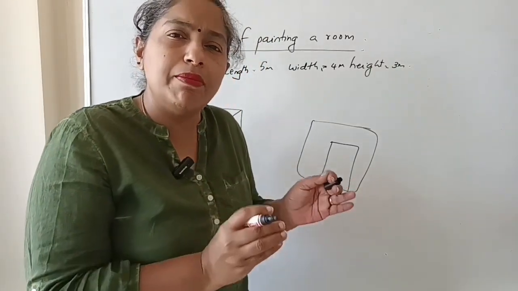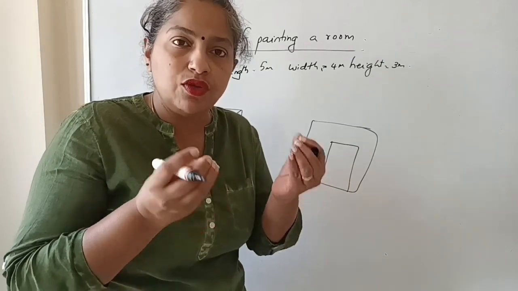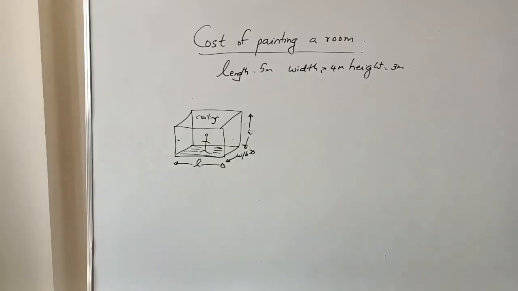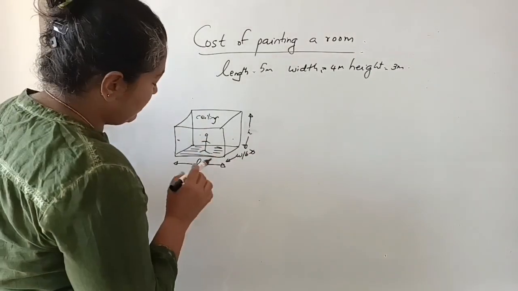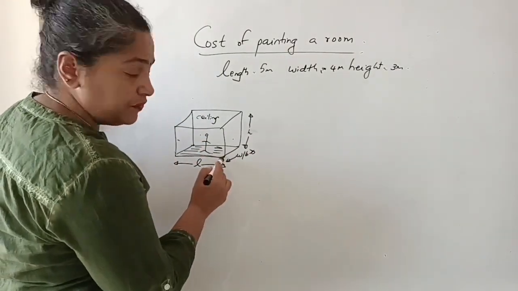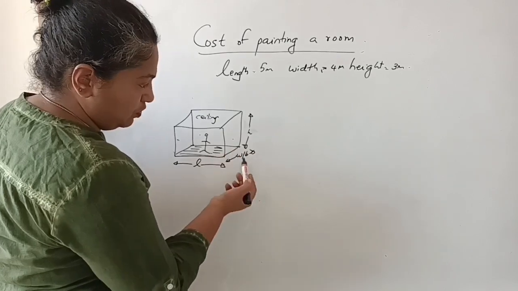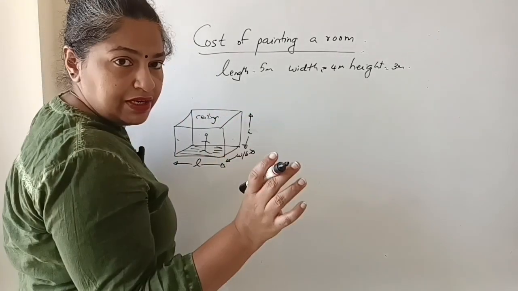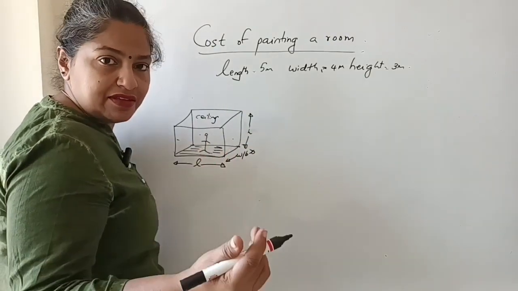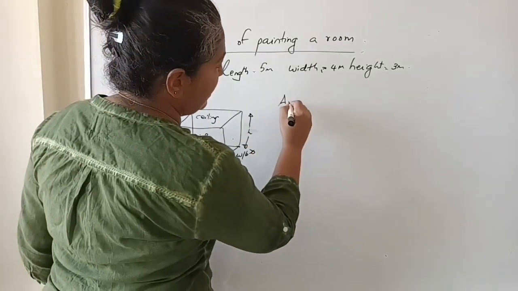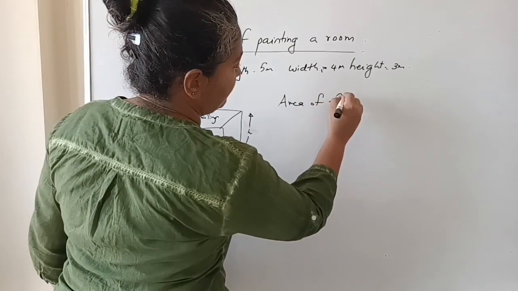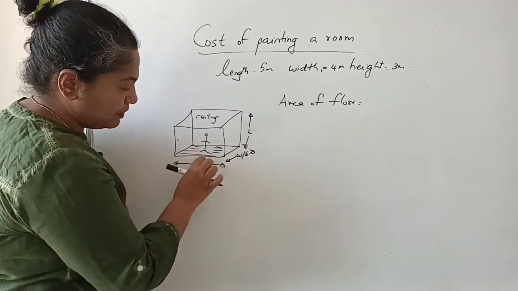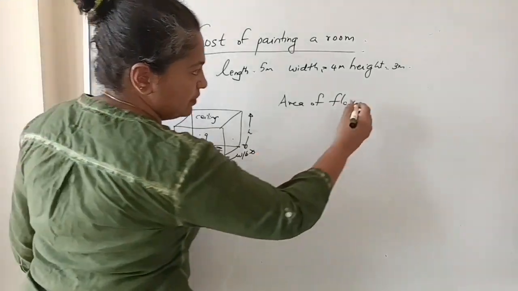So let us go to the basic one where they are asking you to paint the four walls of a room. You can see that this is the length of the room, this is the width or the breadth of the room and this is the height of the room. Now, let us break down the areas into different parts. What is the area of the floor? The area of the floor is actually the area of the base where the person is standing. It is L into B.